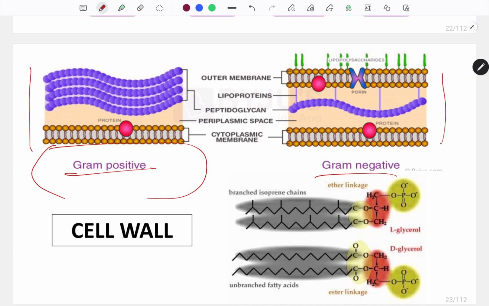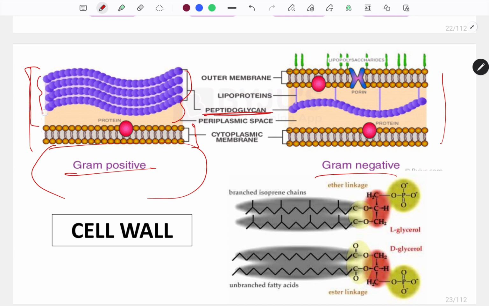So that is a cell wall, and this is a plasma membrane, like I said, this is the second layer, and this is the outermost cell wall. From here to here, it is a cell wall. See here, the outer membrane is made up of peptidoglycan. That is what we discussed.